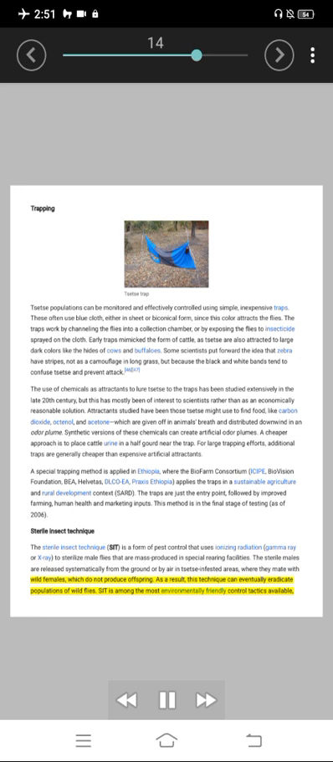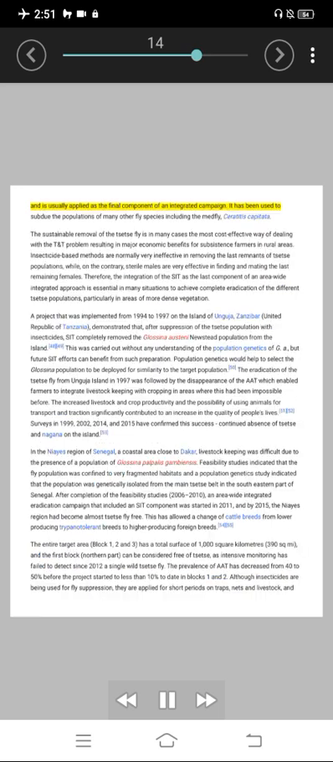SIT is among the most environmentally friendly control tactics available, and is usually applied as the final component of an integrated campaign. It has been used to subdue the populations of many other fly species including the medfly, Ceratitis capitata. The sustainable removal of the tsetse fly is in many cases the most cost-effective way of dealing with the trypanosomosis problem, resulting in major economic benefits for subsistence farmers in rural areas.